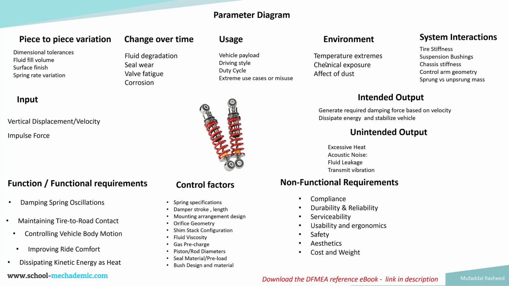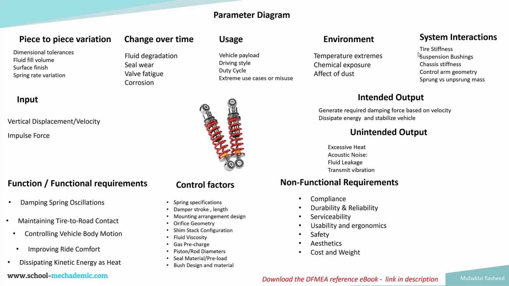Environment is of course temperature extreme. So the shock absorber is generally designed with a certain temperature range in mind, for example, minus 30 degrees to 80 degrees Celsius. What if the vehicle is being used in extreme temperatures, minus 30 degrees Celsius? What happens? Chemical exposure. What is the result of chemical exposure to the vehicle? For example, the bushes, the elastomers, if they are prone to reaction with chemicals, then they will wear out and that will degrade the performance of the shock absorber. And the effect of dust accumulation, how does it affect? For example, if too much dust is accumulated in the damper, then that will impede the function of the damper.